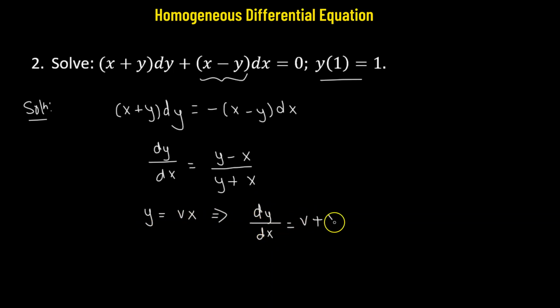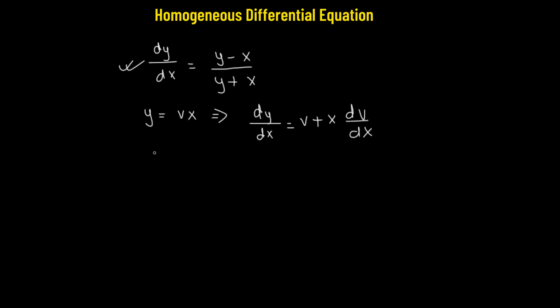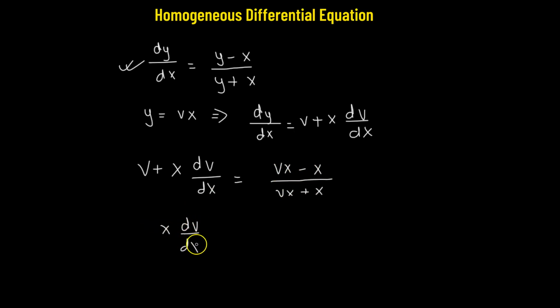That's v plus x dv over dx. And I'll rewrite the differential equation. This will give us v plus x times dv over dx equals, so we have y minus x, so that will be vx minus x divided by vx plus x. So we have x times dv over dx. So we'll take the v to the right hand side.